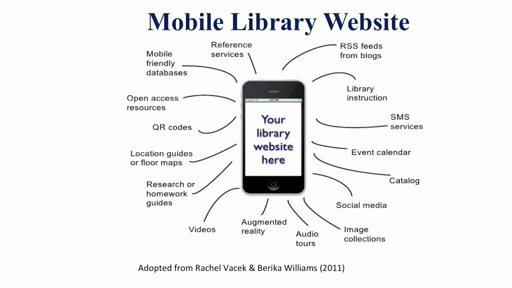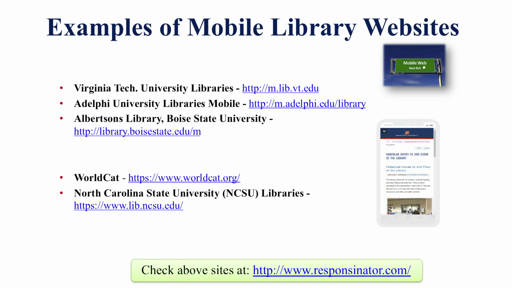So, mobile library website facilitates various kinds of mobile based library services. You can see in this screenshot different kinds of services provided via mobile website. These are examples of mobile library websites. There are many universities offering mobile websites. For example, Virginia Tech University libraries, Adelphi University libraries, Alberta Science libraries, both state library universities, of course WorldCat and North Carolina State University. These are a few examples of good mobile library websites.